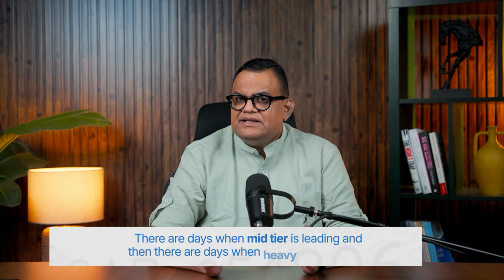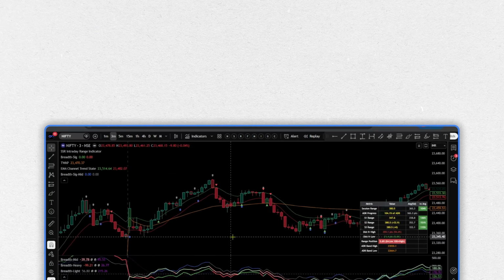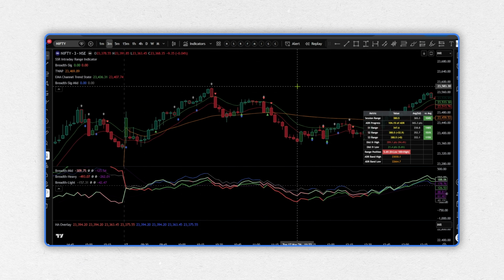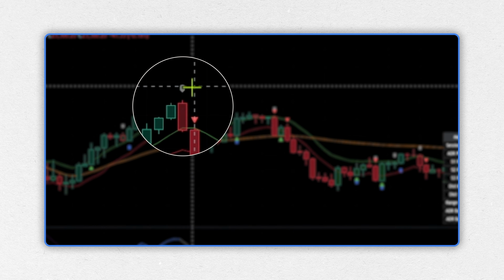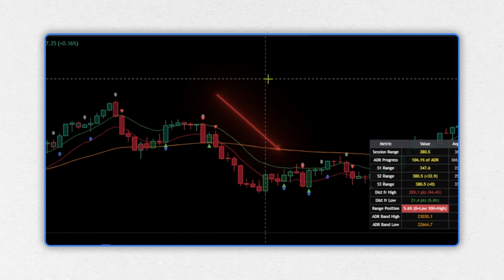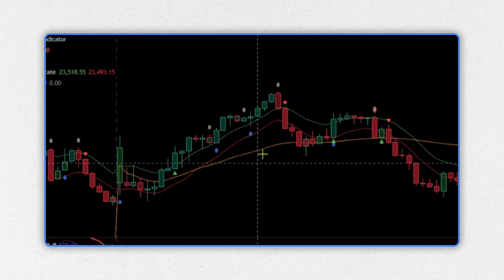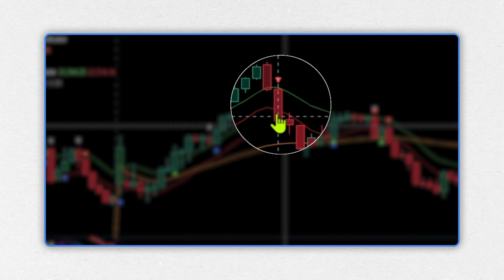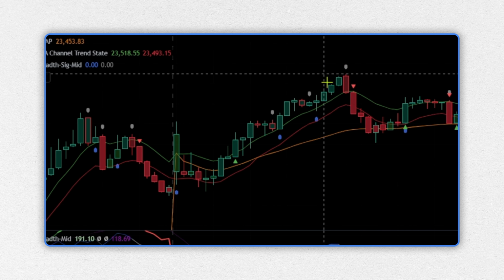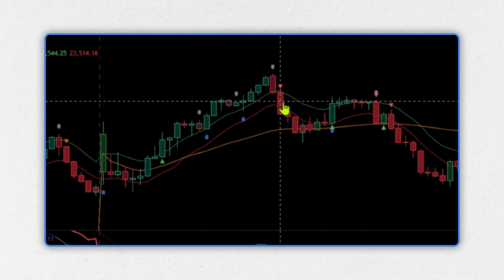One of the things that I have noticed is there are days where the mid tier is leading. So when I say there are days where the mid tier is leading, what it means is there are times where you get this gray signal. This marks the mid tier going short, and then it is leading because this happened. The mid tier turned before the heavy turned here.